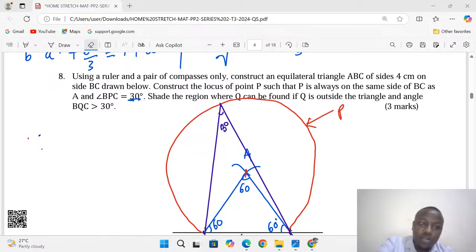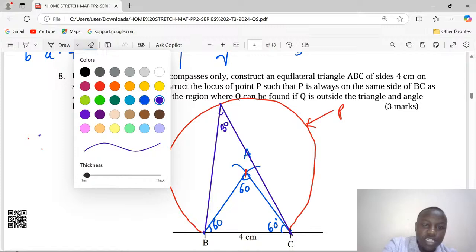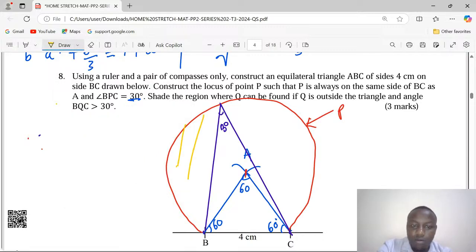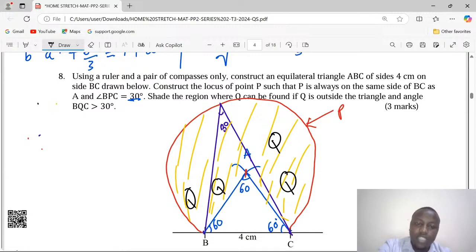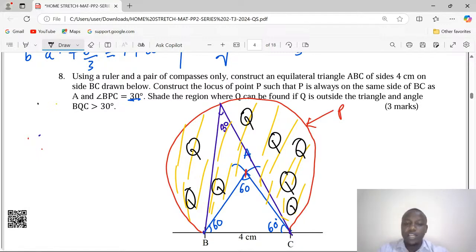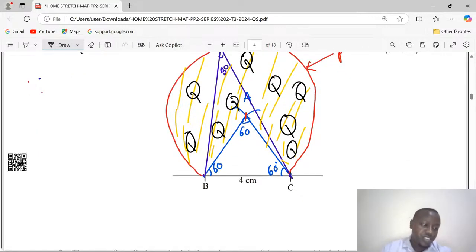So the region that we require is the region found inside the circle. This one. Inside the circle, but outside the triangle. So anywhere there, we shall have our Q. That is where Q is located. Anywhere within the circle, but beyond the triangle, according to the instructions provided.